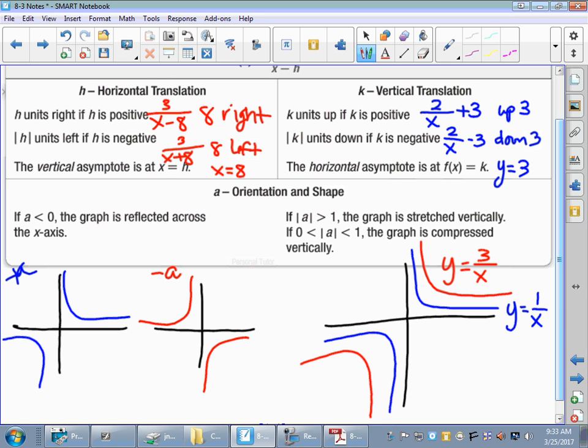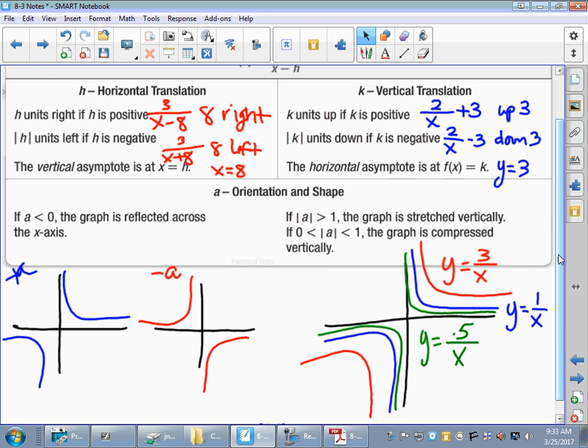And then the other is when the A value is between 0 and 1, not really looking at negatives, but between 0 and 1, like a half or a third. It's going to still be in that quadrant, but it's going to actually be closer to the origin. And so that would be of the form y is equal to like 0.5 over x. So it's going to compress vertically.